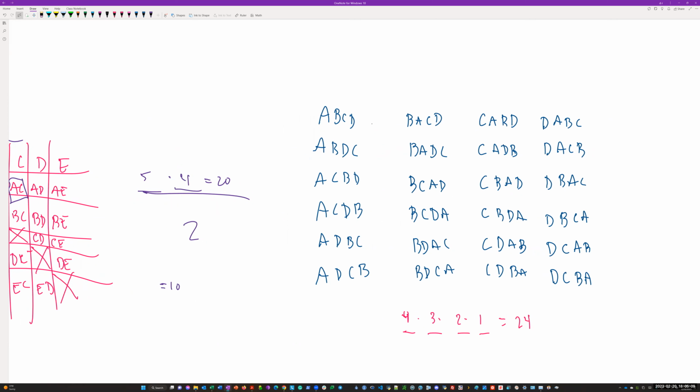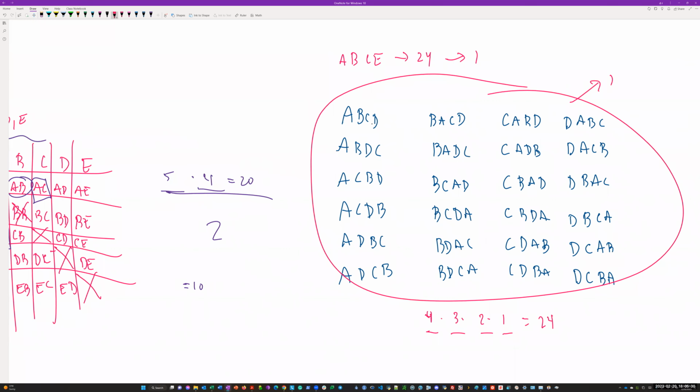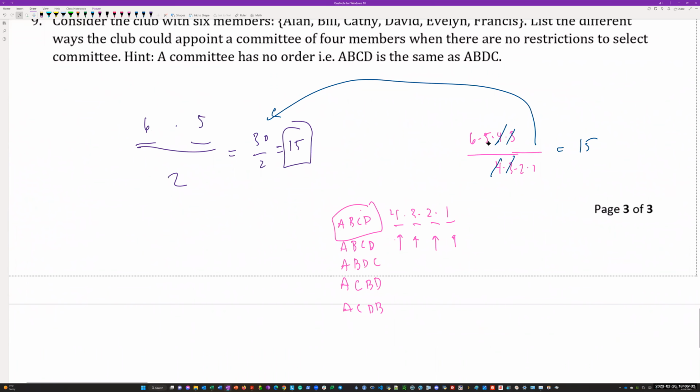What if I picked like A, B, C, and E? Well, there would be another 24 ways. Is that correct? Does that make sense? But those 24 need to become 1. And these 24 need to become 1 because they're all the same group. Does that make sense? Yeah. So whatever I was counting over here, I was counting 24 times too many. So I'm dividing by 24 to get the correct answer. Does that make sense?